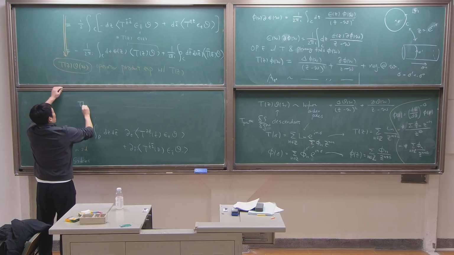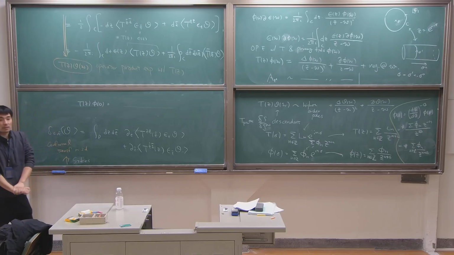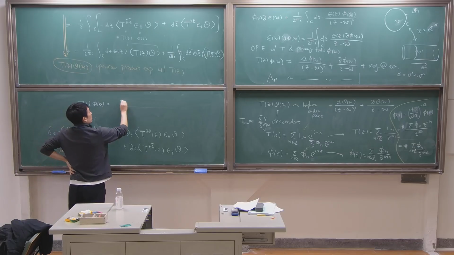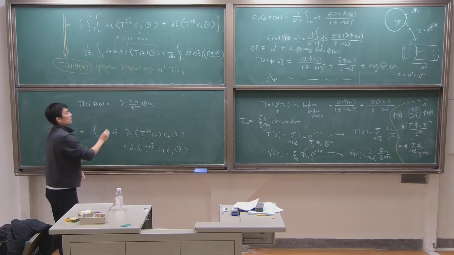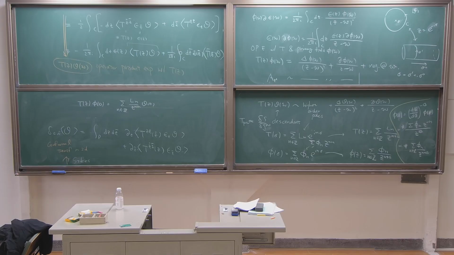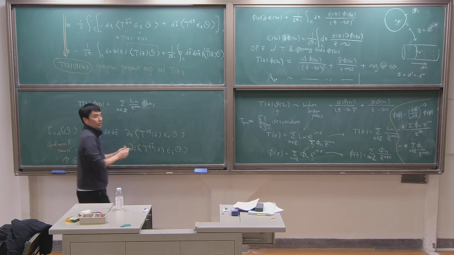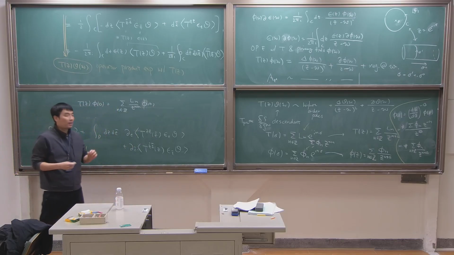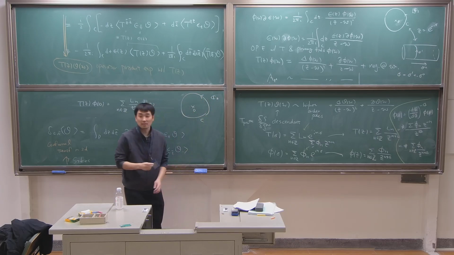So T of z and then phi of z, if you go look at this one and do a mode expansion, this will give you L_n z^(n+2) acting on the operator. So that's how it acts. Is it okay? Now I treat phi as a primary field. Primary field. And then you have a complex plane, and do a contour integral like this.